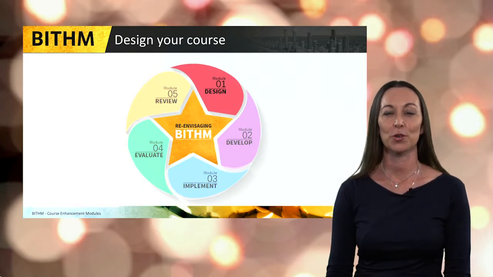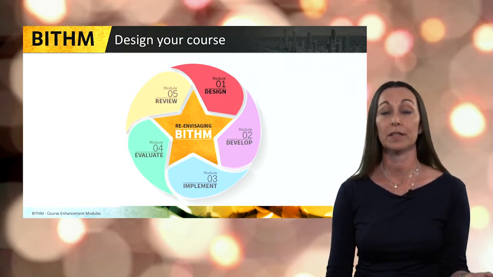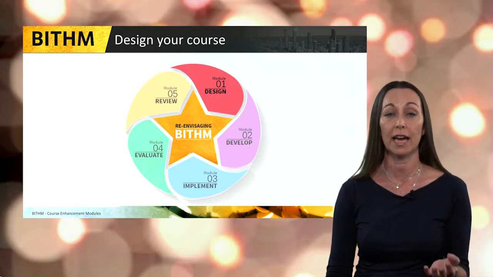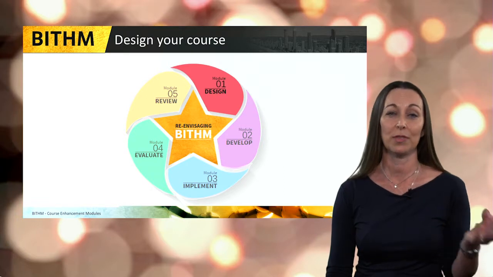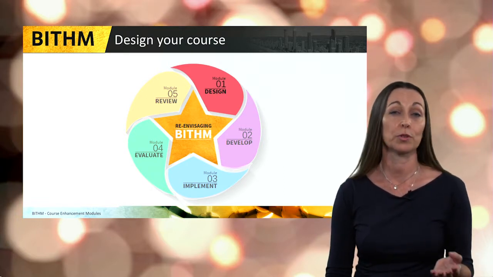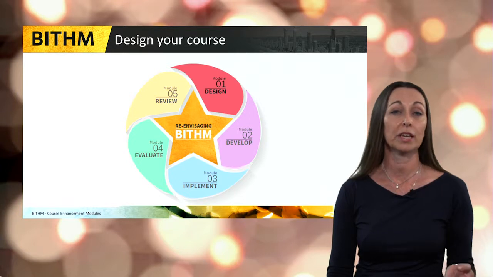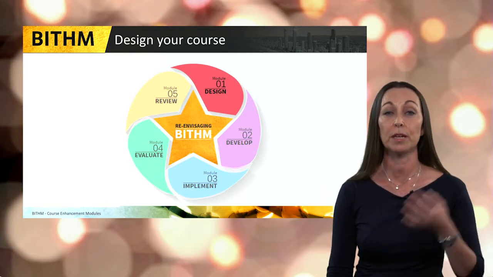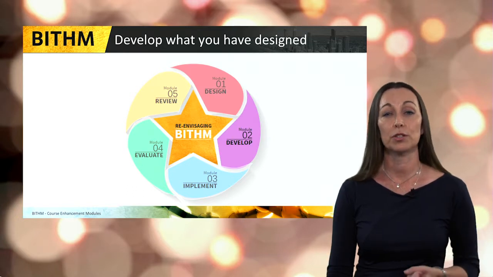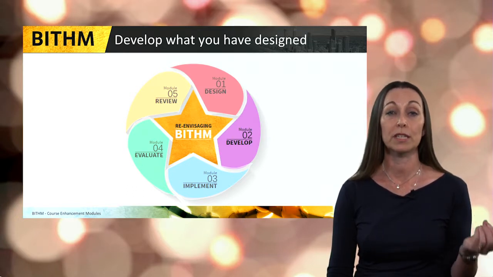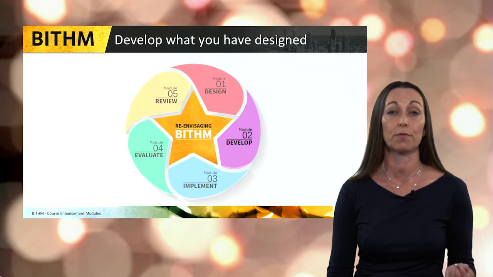The first part of the course enhancement cycle is designing your course. And this is where we start looking at designing the elements of your course, which involve looking at not only the context that you're in, but looking at your students and their prior knowledge and everything to do with your students, as well as looking at how your course fits into the bigger picture of the program. Following that, we go on to developing not only the course materials, but also the processes that are involved in learning in your course.